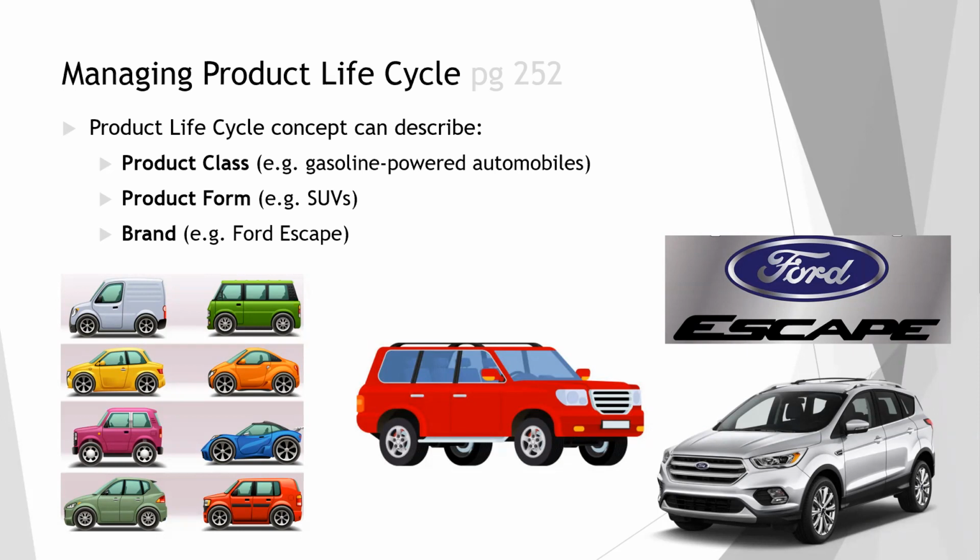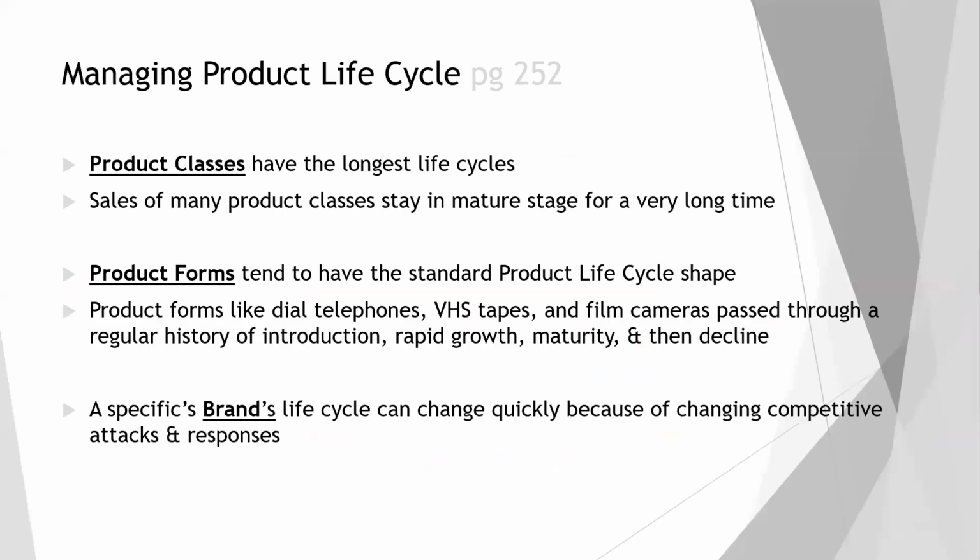A product form is going to get a little bit more specific. This could be specifically SUVs. And then brand is going to be even more specific. So a specific brand of a gasoline-powered automobile that is an SUV would be a Ford Escape. So you can see how they can range from being very broad to very specific in terms of a product life cycle. So product classes tend to have the very longest life cycles. Sales of these product classes tend to stay in the maturity stage for a very long time.